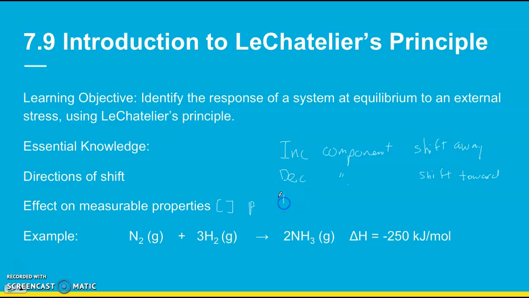The next stress: if you increase pressure. This could also be stated as decreasing volume. It's the same thing. Pressure and volume are inversely proportional. So if you increase pressure, it's going to shift towards the side with fewer moles of gas.